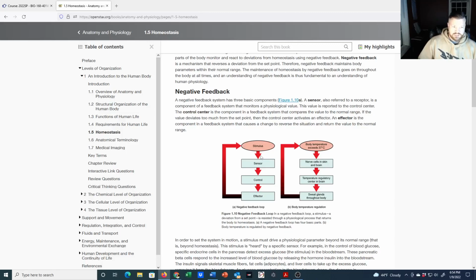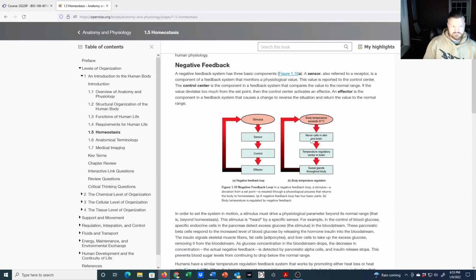So you have a stimulus, and this is true for any feedback. You have a stimulus, a sensor, a control, and an effector. Right? So if you're looking at body temperature, if it exceeds 37 C, which is about 98.6 degrees, the nerve cells on your skin and in your brain interpret that. Those regulation centers in your brain tell your body to release some sweat, and that affects your body temperature by bringing it down, right?